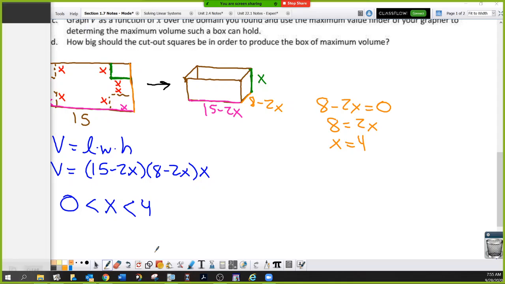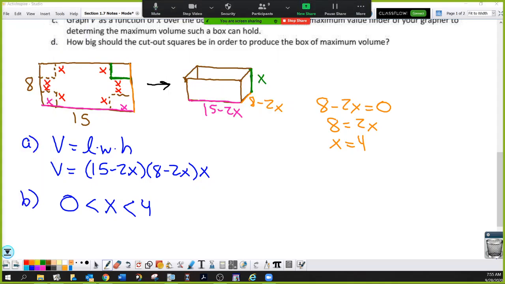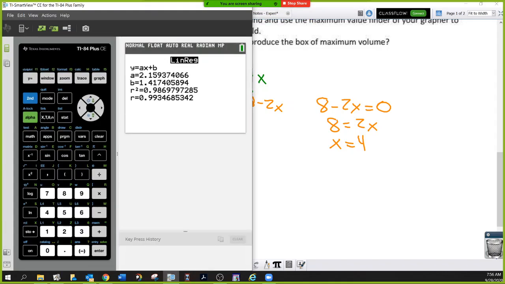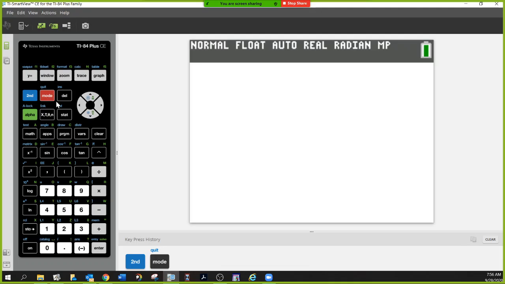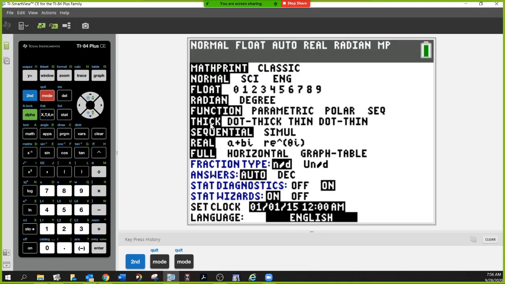So how do we get out of parametric mode? Press the mode button, and then just scroll down and highlight function and hit enter. That gets you back into y equals mode. Good? You're very welcome. Wait, how do I get out of the x equals mode thing? You're going to click on mode, this top button right next to second, and you need to scroll down here and highlight the word function and hit enter. And that'll get you back into y equals mode.